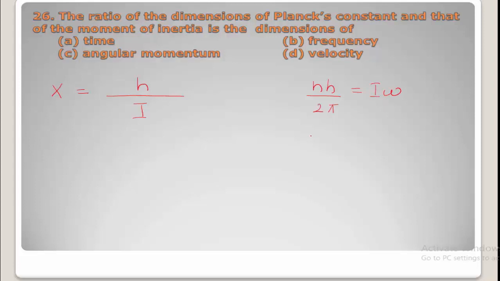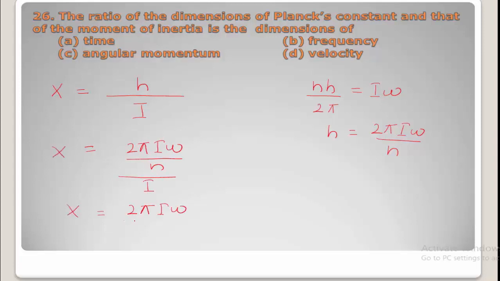We have to substitute the h value. h is equal to 2 pi I omega divided by n. So substituting here, h is equal to 2 pi I omega divided by n, whole divided by I. What does it become? 2 pi I omega whole divided by n into I. So I cancels. Remaining is x is equal to 2 pi omega divided by n.